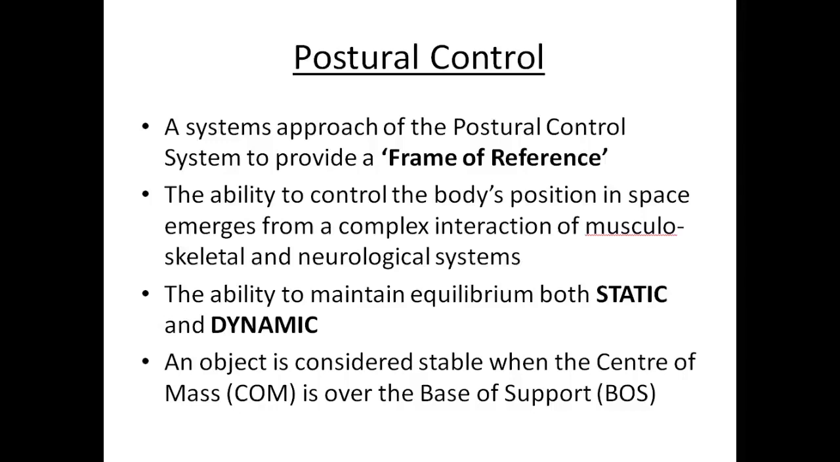So it's the ability of the body to control its position within space, and there's a complex interaction between the neurological system and of course the musculoskeletal system. We refer to equilibrium or balance in both static and of course dynamic movements. An object is considered stable when its center of mass is over its base of support. We'll do more of that when we cover balance and proprioception.